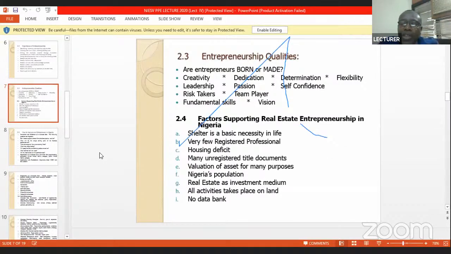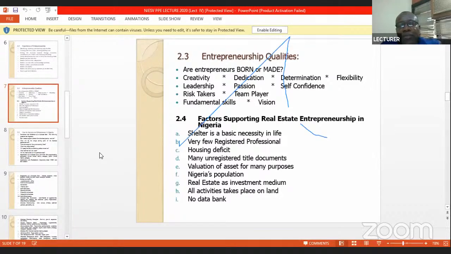What are the opportunities for entrepreneurship in Nigeria, especially in the real estate industry? The following is in your favor. Number 1, shelter is a basic necessity in life. No matter how you look at it, everybody needs shelter. And as long as you are in the real estate world, it is something that will be done day in, day out. Very important.